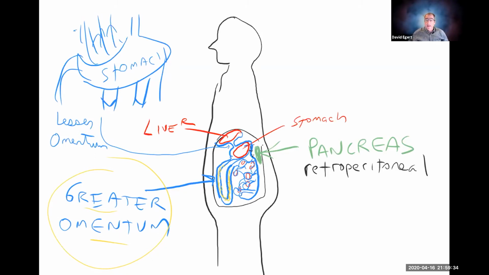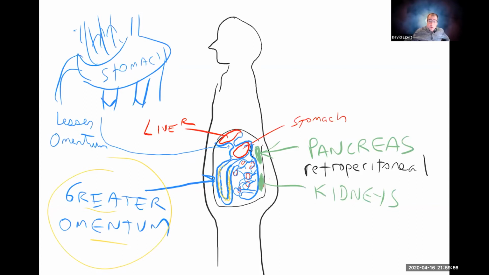Retroperitoneal meaning behind the peritoneum. Same thing with the kidneys. You can pull all the intestines out of the way and stuff, but where are the kidneys? They're more in the lower back. The kidneys are also going to be here, retroperitoneal.